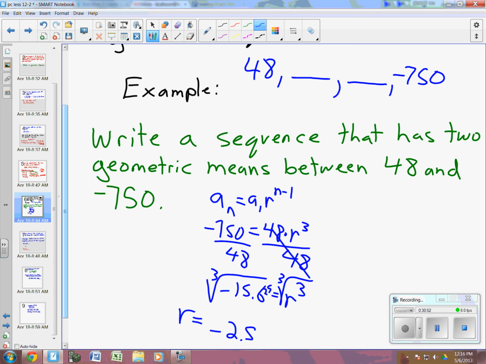Okay, what am I going to do to get my second term, guys? Okay, 48 times -2.5, what is it? -120. Then -2.5 times -120 is what? 300, positive 300. And then times that by -2.5 and see if you get -750. Yeah, you do. Okay, so that's it. You guys think you can find geometric means? Okay?